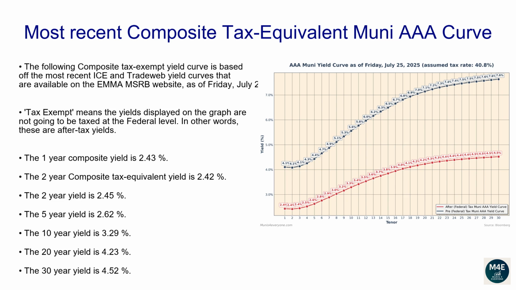The one-year composite yield is 2.43%. The two-year composite tax-equivalent yield is 2.42%. The two-year yield is 2.45%. The 5-year yield is 2.62%. The 10-year yield is 3.29%. The 20-year yield is 4.23%. The 30-year yield is 4.52%.